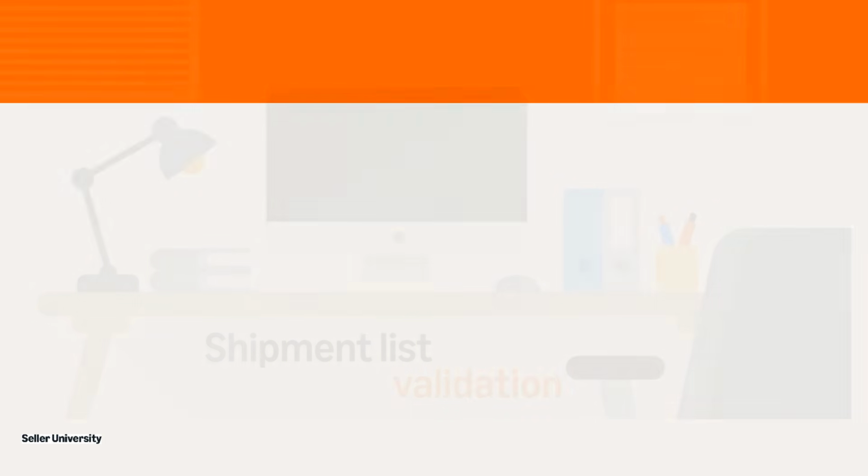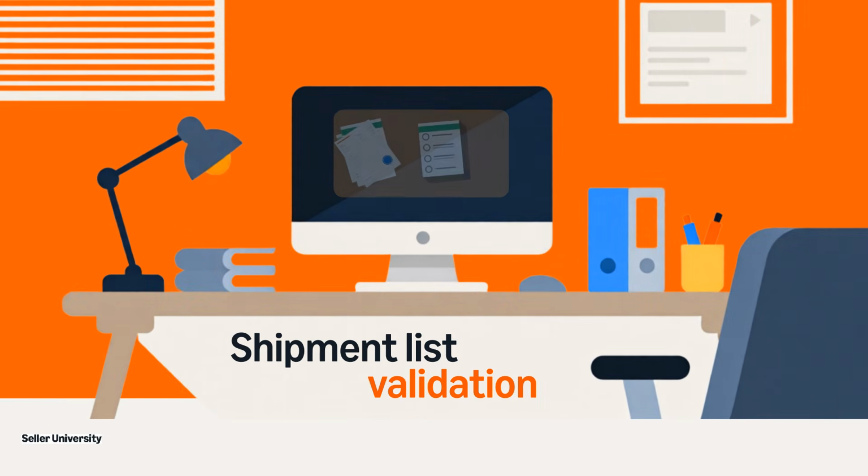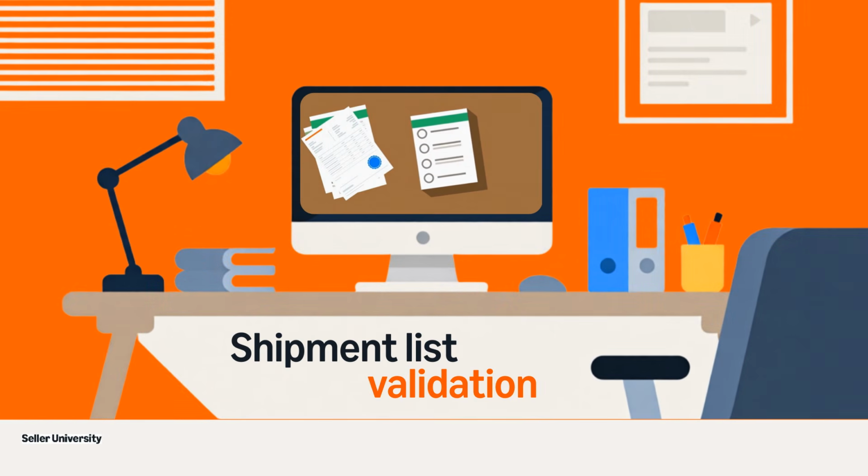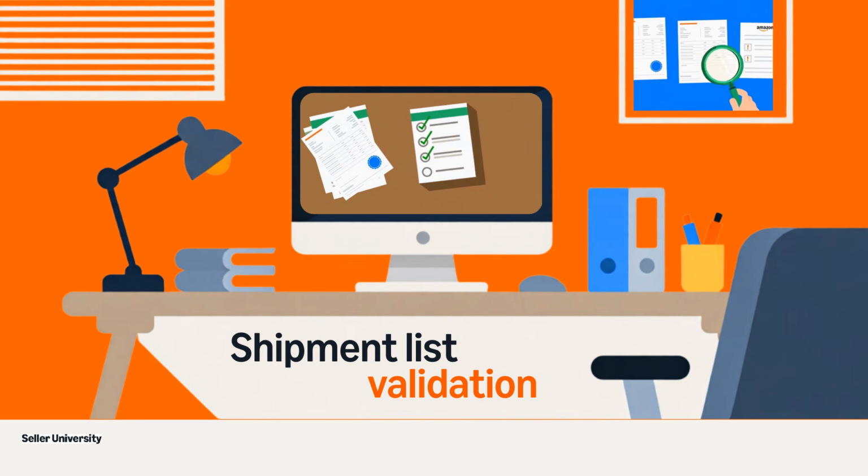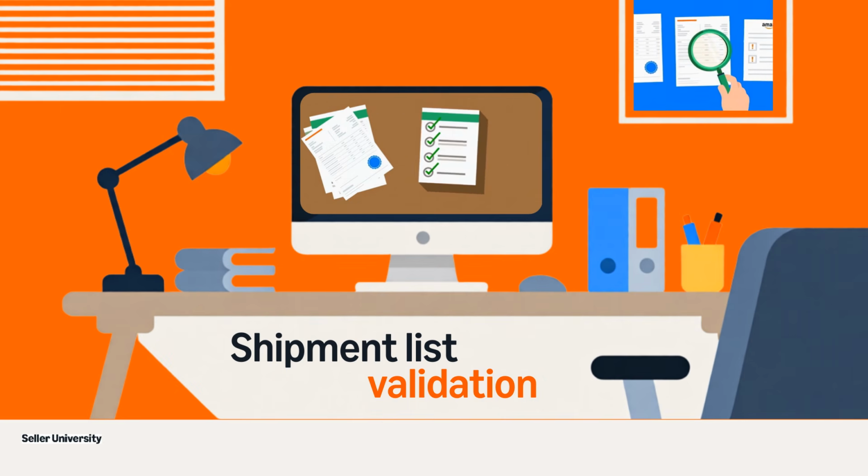Within the shipment list, you can see a quick summary of the units and SKUs included in each shipment. Use this to validate quantities before drilling into the details. If something looks incorrect, you can address it early before it becomes a larger inventory issue.